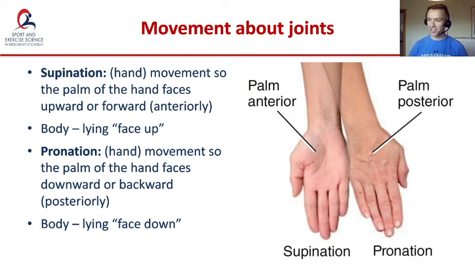So supination is moving something so that it is face up. Pronation is moving something so that it is face down. When we're referring to the body, you'll often come across those positional terms, supine and prone. So supine is the body lying face up. If you're going to do a sit-up, you are lying in a supine position. And a prone position is when the body is lying face down. So if you're going to do a press up, you will be in a prone position. Supine, face up, prone, face down.